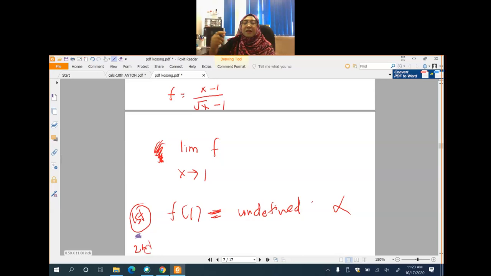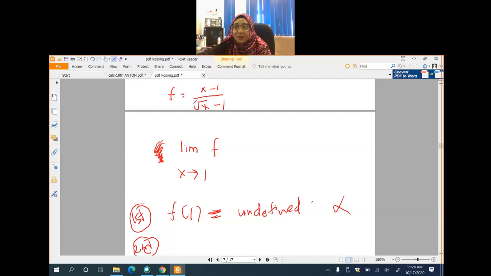Is it possible for you to simplify this function? When I say simplify, it means that we want to get rid of the denominator. Why do we want to get rid of the denominator? It is because in our first step here, it doesn't give us any values, because the denominator somehow gives us 0, right? So what happens if we can get rid of the denominator? We can simplify this function so that the denominator is gone. Then it might give us a polynomial.